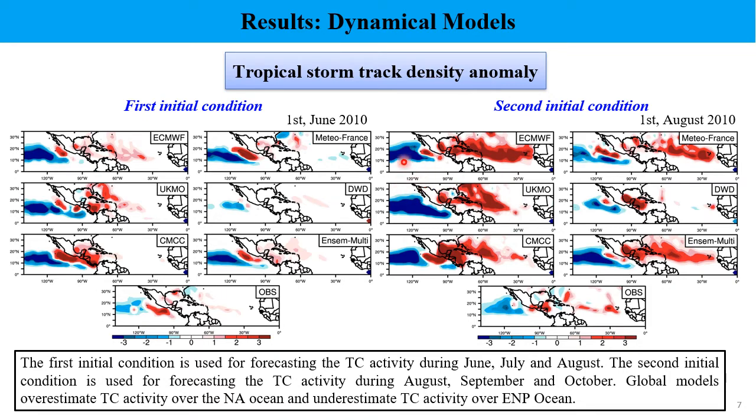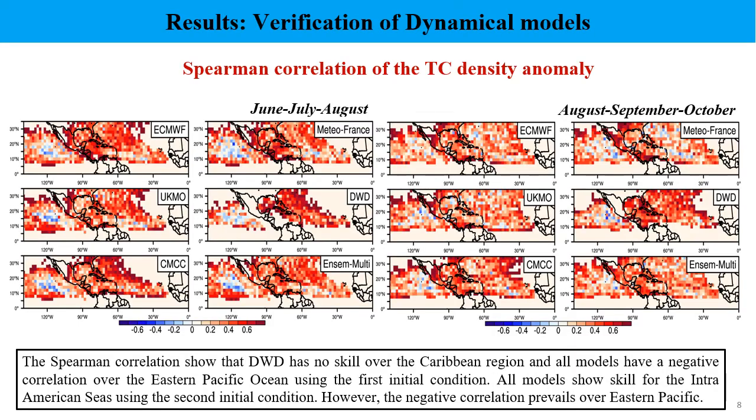As you can see also, the models are underestimating this activity in the Pacific basin for this initial condition. Well, for verification, we compute the Spearman correlation, as I told you before, of the tropical cyclone density anomaly.